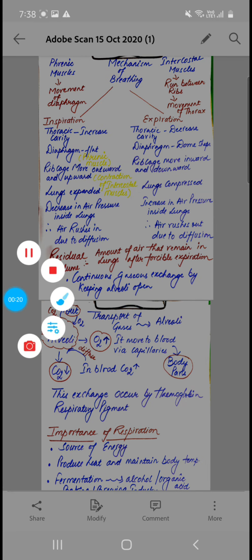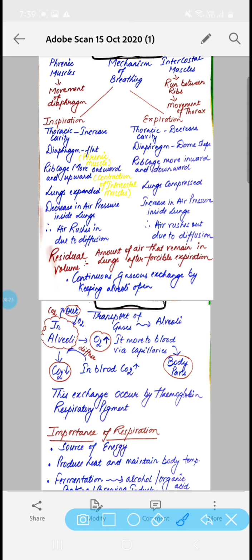Before starting the mechanism of breathing, I want to add here that there are two kinds of muscles which are involved in the mechanism of breathing. They are the phrenic muscles and the intercostal muscles. Phrenic muscles help in the movement of the diaphragm. On the other hand, intercostal muscles are present between the ribs, so they help in the movement of the thoracic cavity.